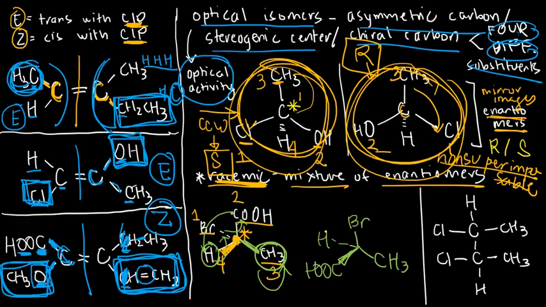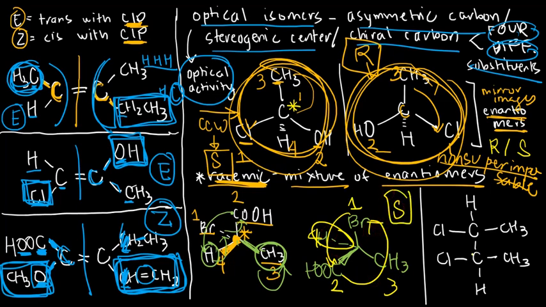So once again, this is 1, this is 4. Now it's at the back, so we can now do the spin. This is 2, this is 3. And my spin from 1 to 2 to 3 is counterclockwise. And because it's counterclockwise, we assign the letter S. So that's how you do it.